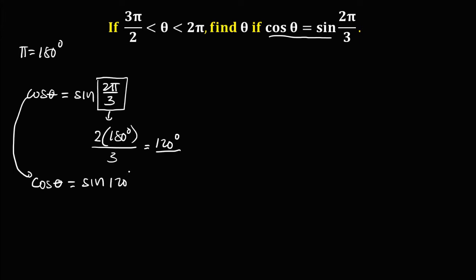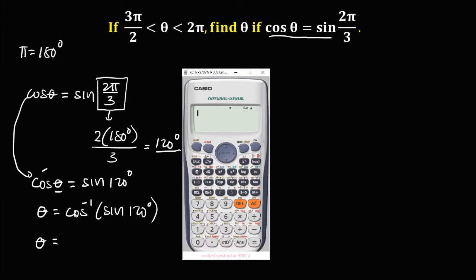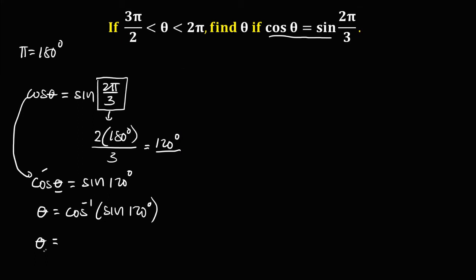So sin 120 degrees. To solve for θ, that's inverse cosine. So we have inverse cosine of sin 120 degrees. So θ is equal to, for this inverse cosine, that's shift, then cosine of sin 120 equals, so θ is equal to 30 degrees. So θ is 30 degrees.